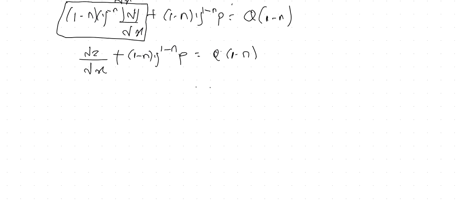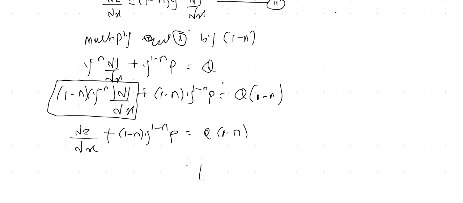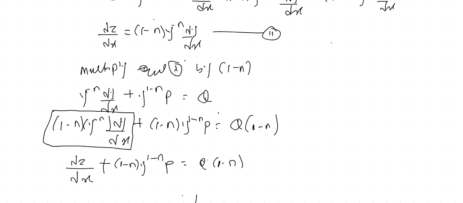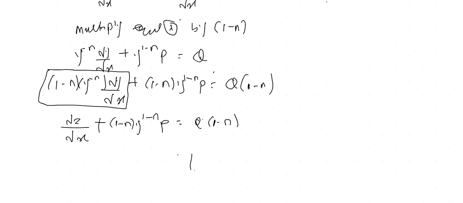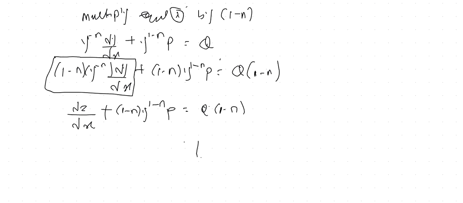Let's look at something from here. You notice that our z is equal to y raised to the power of... okay, y raised to the power. So we can say that dz/dx is equal to this one. The whole of this one is what is z. So we can have it as plus z into (n minus 1) p, which is equal to q into (1 minus n).